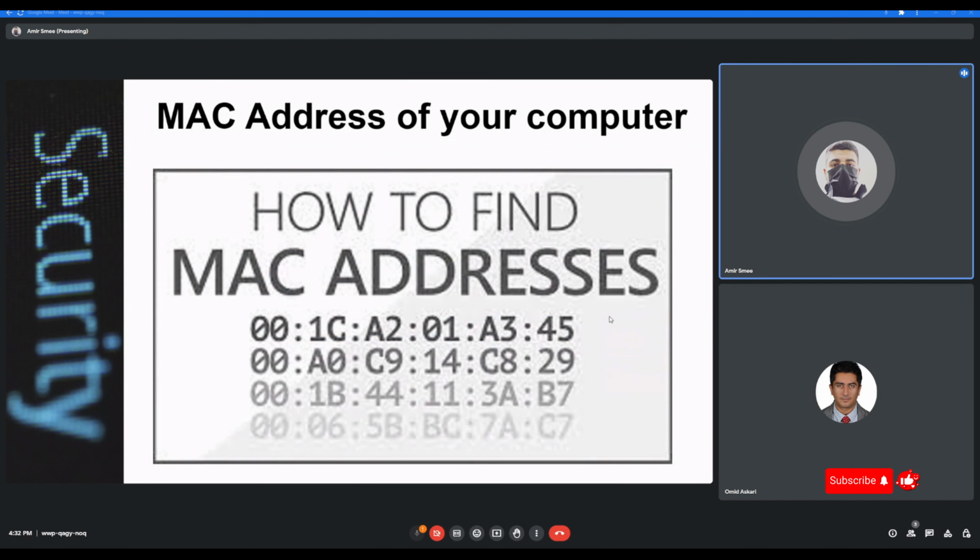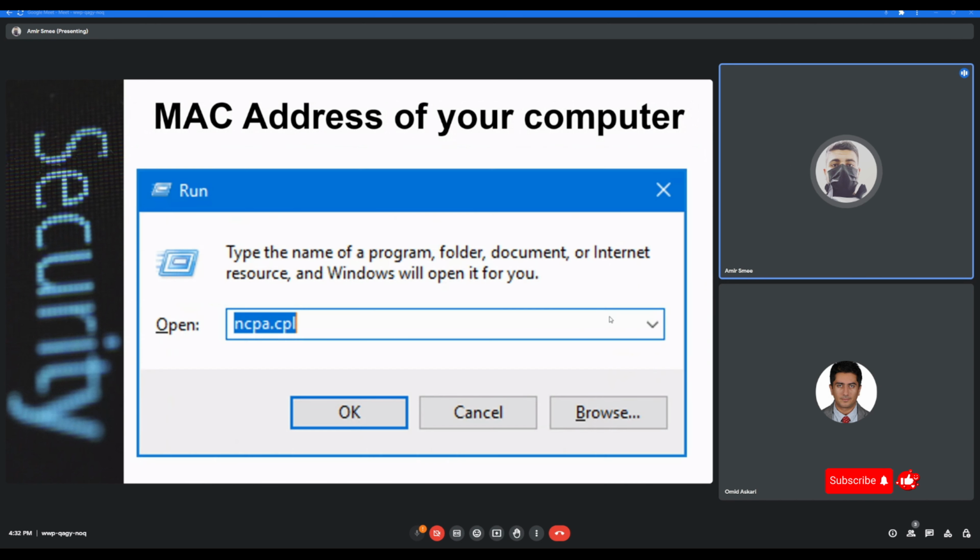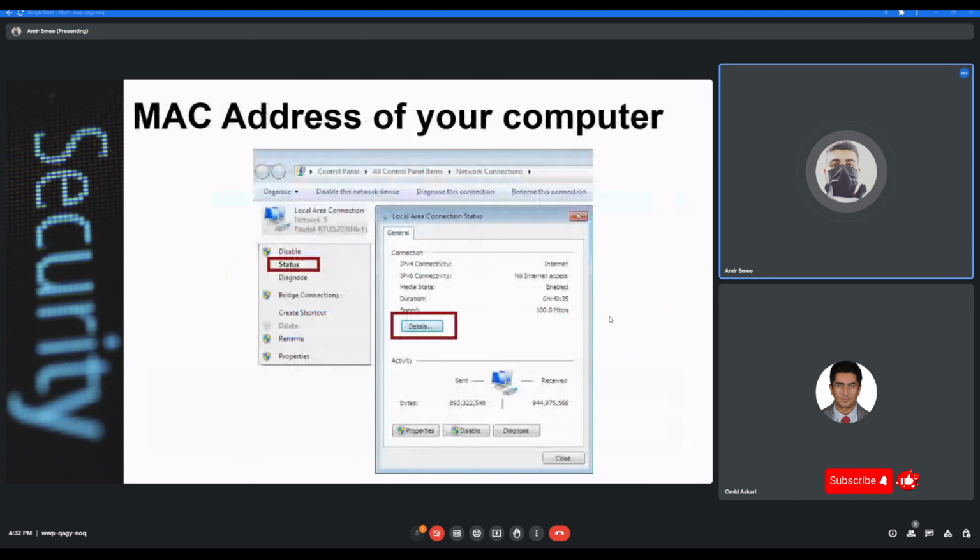If you are curious about the MAC address of your network card, in the first step you should open CMD and type getmac. Or you can enter the list of your network interface cards by entering ncpa.cpl in the Run menu, right-click on the desired network card and click on Status. Then in the open window, click on Details to view the MAC address.